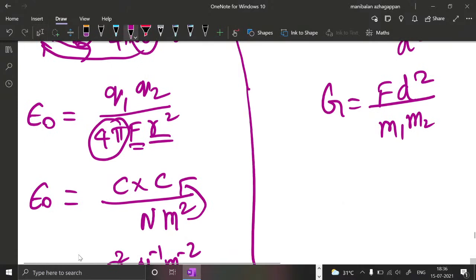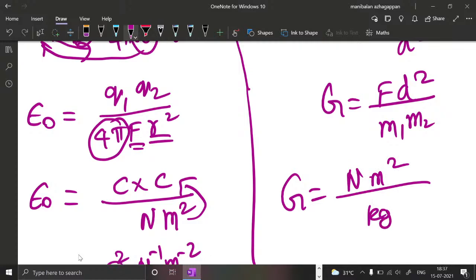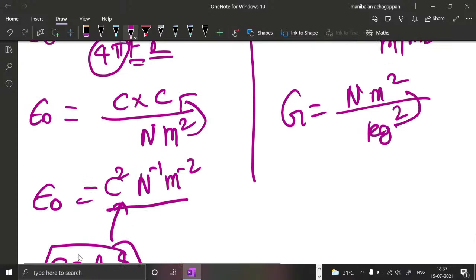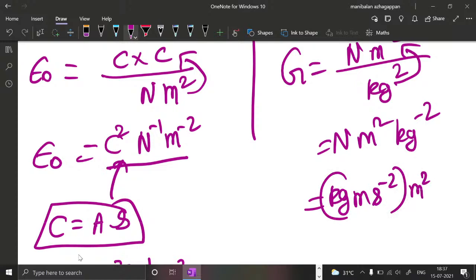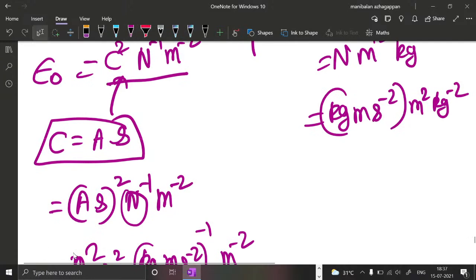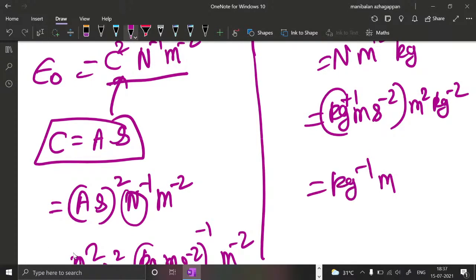Now what is F? Force is the Newton. The G unit we are going to find: Newton meter square divided by kg into kg, kg square. From the denominator if you take kg as numerator, kg minus 2. So Newton meter square kg minus 2. What is Newton? Newton we can take as kg meter second minus 2, into meter square kg minus 2. Now what we can do is, here plus 1, here minus 2. So kg minus 1 meter cube second minus 2, which is the unit of capital G.